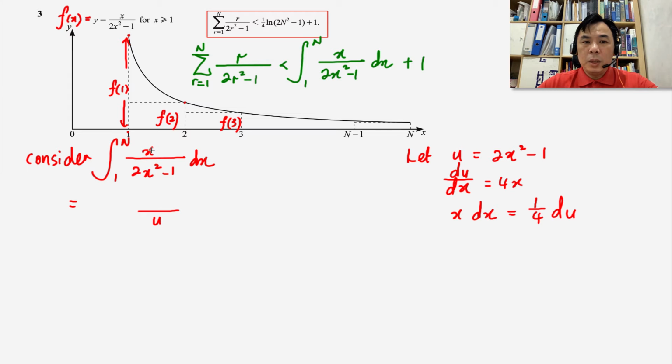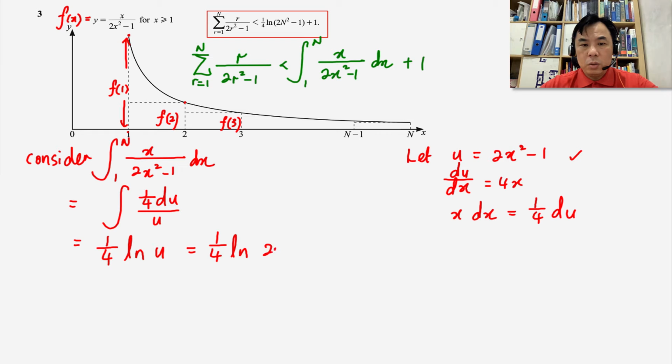And then the denominator x dx is a quarter of du. And then I'm going to drop the boundary first, because later I'm going to replace the u that I'm using here. Okay, so from here we have a quarter of. Now you know the integration for this, which is basically just ln u. And then what is u? Don't forget to replace it back. It's a quarter of ln of 2x squared minus 1.